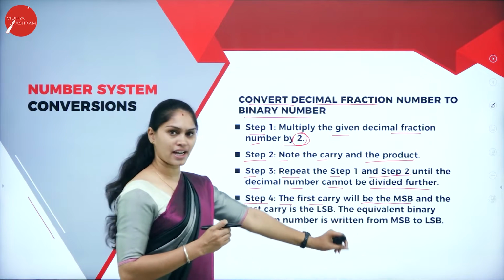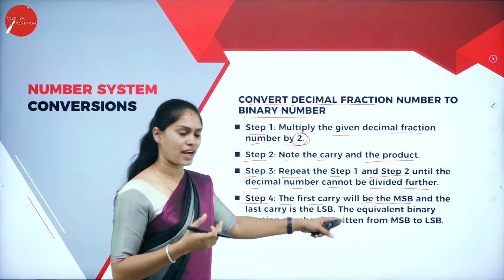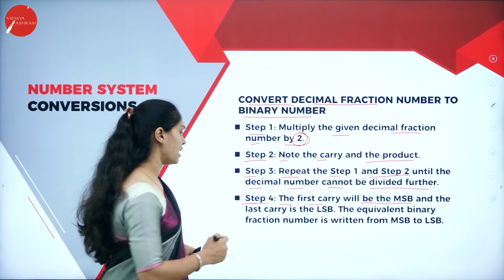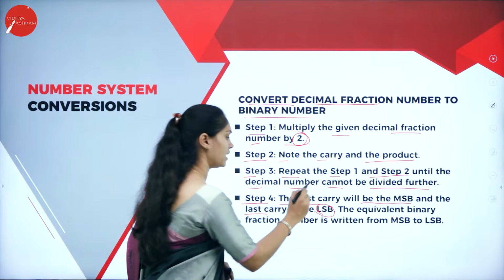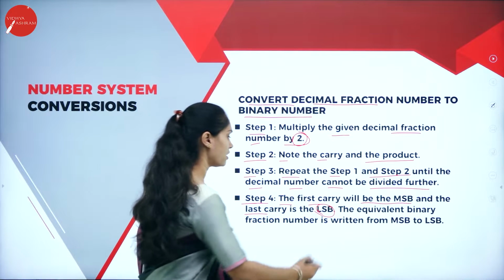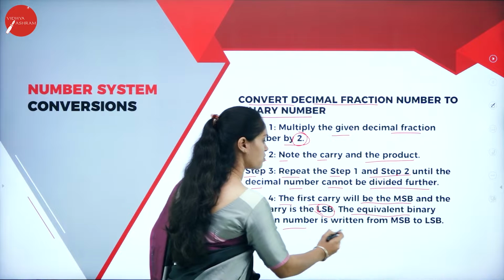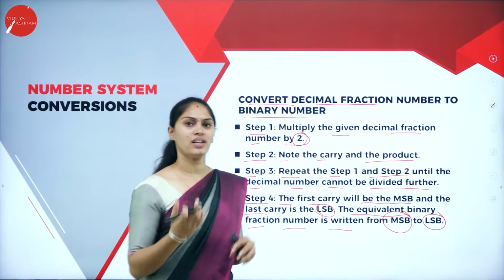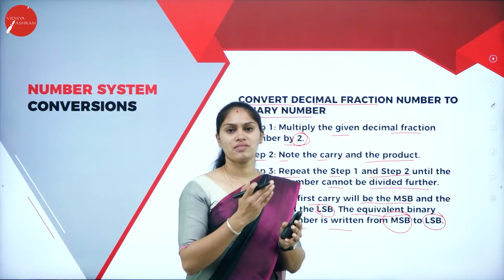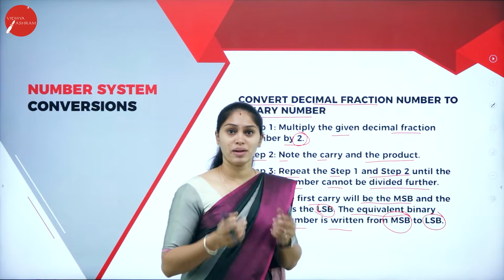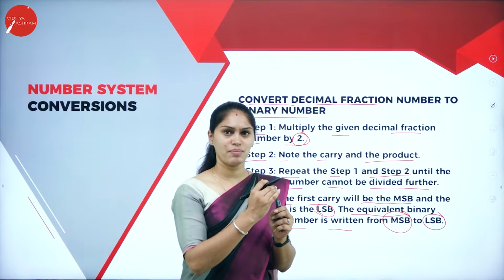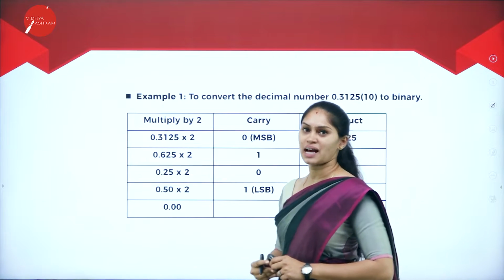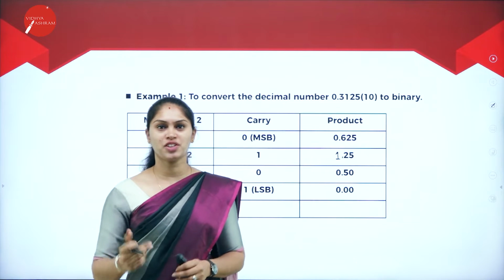So what is the first carry that we are going to get? That will be the MSB, the most significant bit, and the last carry will be considered as what? The least significant bit. Then the equivalent binary fraction number is written from MSB to LSB. Whether you write from right to left or from left to right, first you have to write the MSB and at last end with the LSB. Okay. We'll see an example of conversion of decimal fraction to binary.